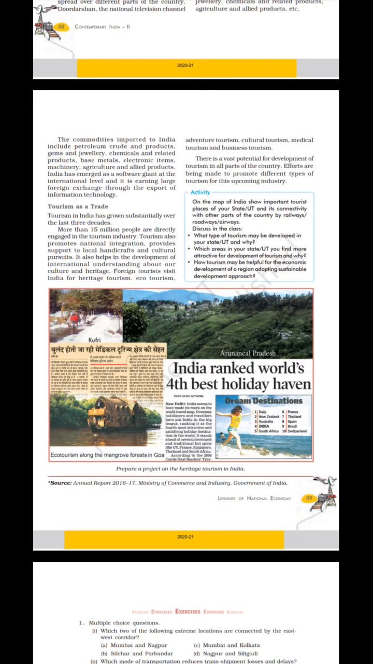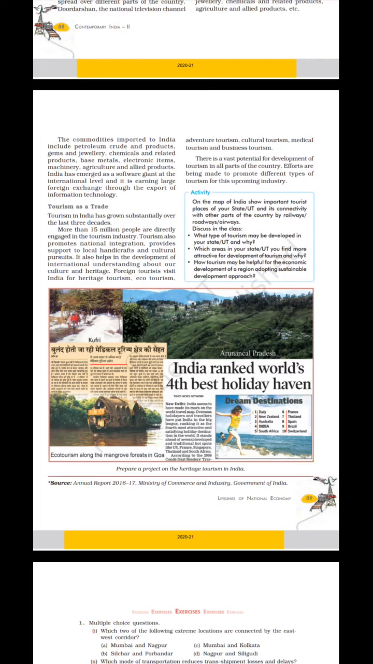Tourism in India has grown substantially over the last 3 decades. More than 15 million people are directly engaged in the tourism industry. Tourism also promotes national integration, provides support to local handicrafts and cultural pursuits. It also helps in the development of international understanding about our culture and heritage.